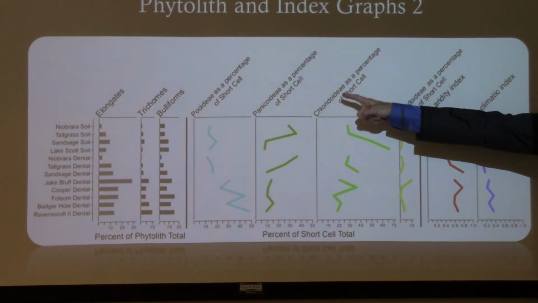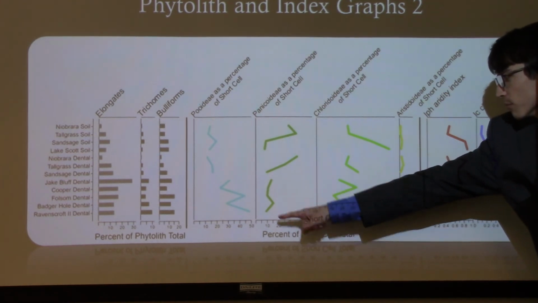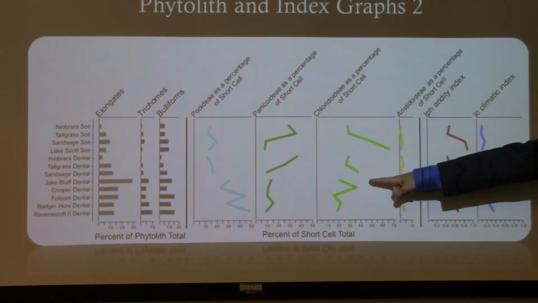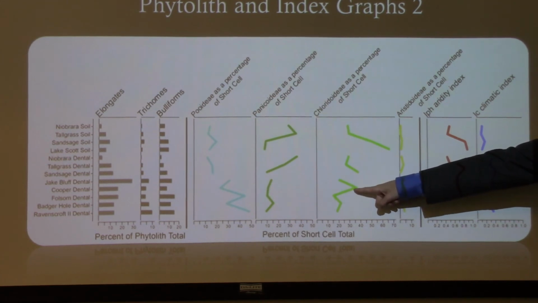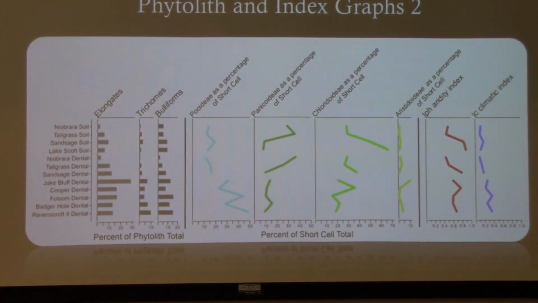Panicoidae as a percentage of short cell in the dark green. Again, notice my low values for panicoids on my ancient sites. Chloridoideae as a percentage of short cell. Again, see, I've got high values here. I also have high values for Cooper as well. And again, Aristidoideae, you're talking very low percentages. And then my two results for my phytolith indices, my Iph aridity index and my Ic climatic index, and those results will be talked about a little bit later.